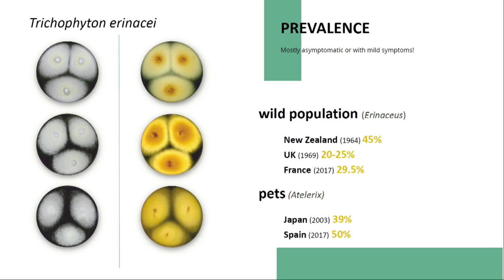Prevalence in hedgehogs is quite high. In hedgehog populations, the infections are mainly asymptomatic for hedgehogs, and you can see that it's up to 45% in wild populations, and also very high in pets.